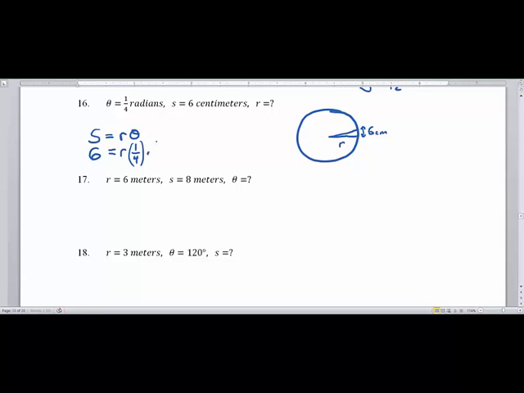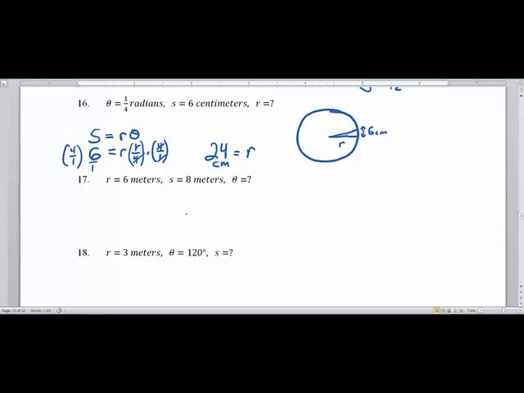Or I could just multiply by its reciprocal, 4/1 on both sides. Anything you do to one side of the equation, you do to the other. And 1/4 times 4/1 simplifies to 1. So what we have here is R. Then we have 4/1 times 6, so top times top, bottom times bottom. And so the answer is 24/1, which is 24. So our radius is 24 centimeters. That is our answer for problem 16.